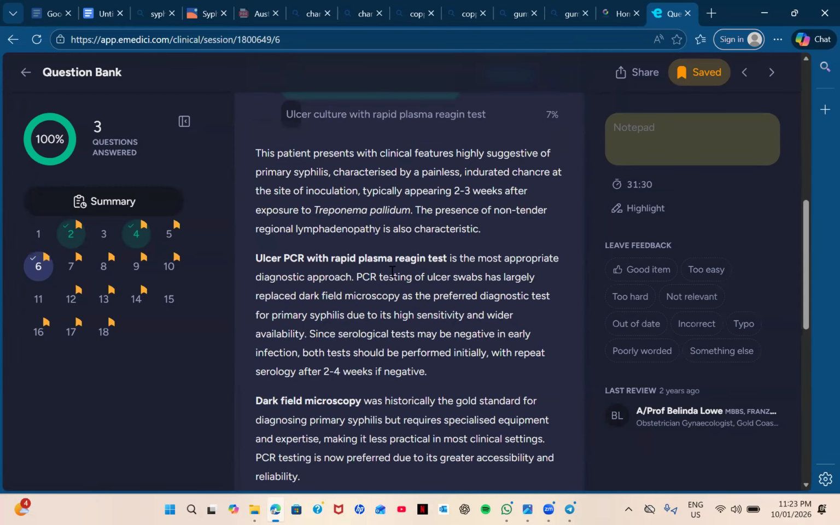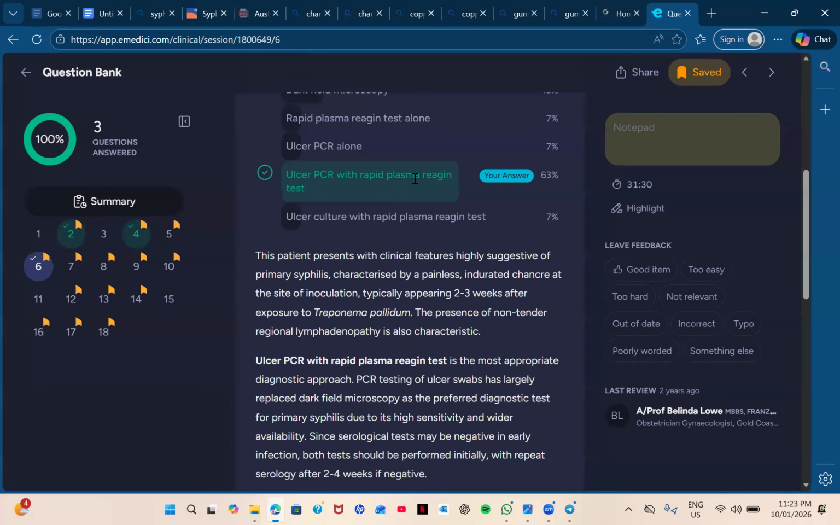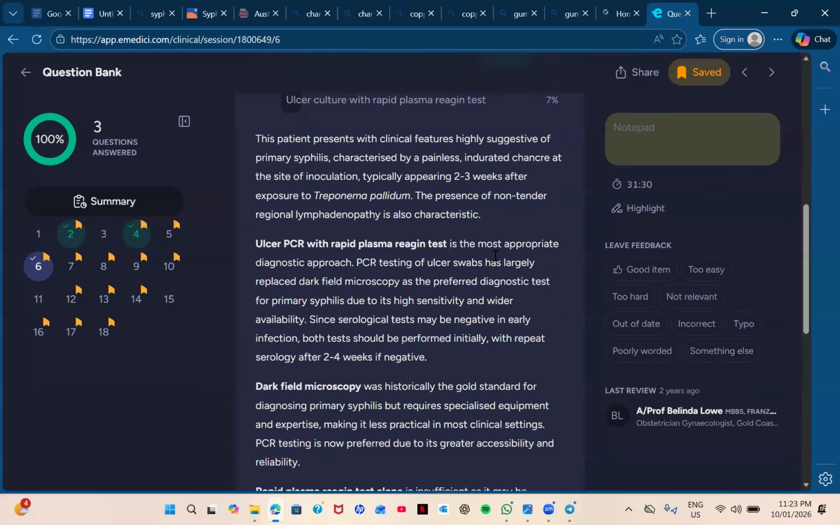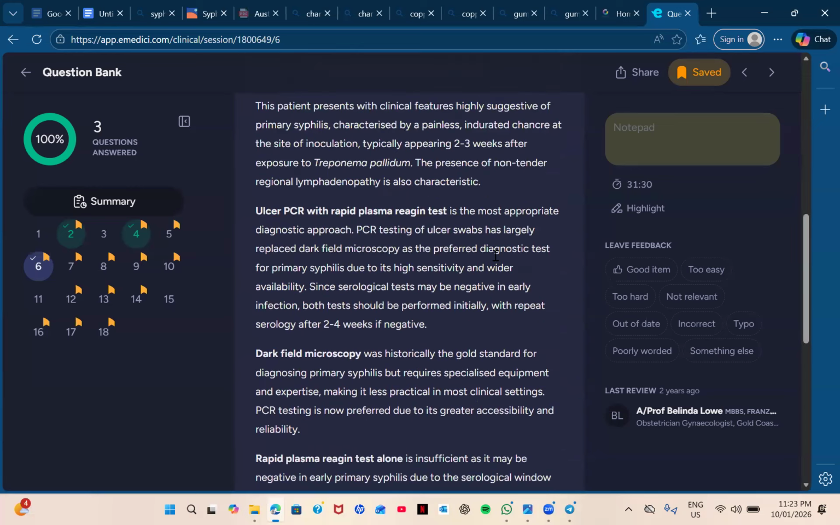So the best thing, even as we read in the STI file, they have mentioned that sometimes in early syphilis, the serology can be negative, right? In that case, the PCR is the best answer, and they have mentioned here the PCR with the RPR test. PCR and the RPR test is the best to confirm it. So please remember this one, okay? You have to get the information from e-medicine.